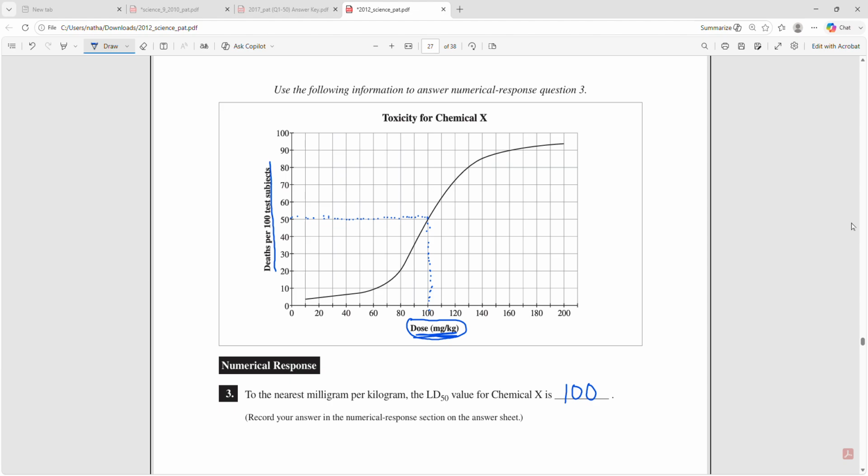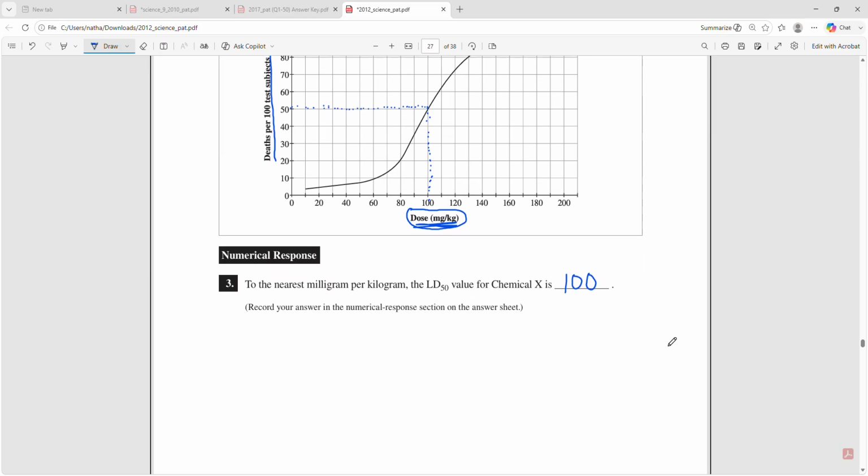So we've got 50%. That reads down to 100 milligrams per kilogram, which would be that LD50 measurement, the toxicity that causes half of the population to die. Okay, so our answer would be 100 milligrams per kilogram.